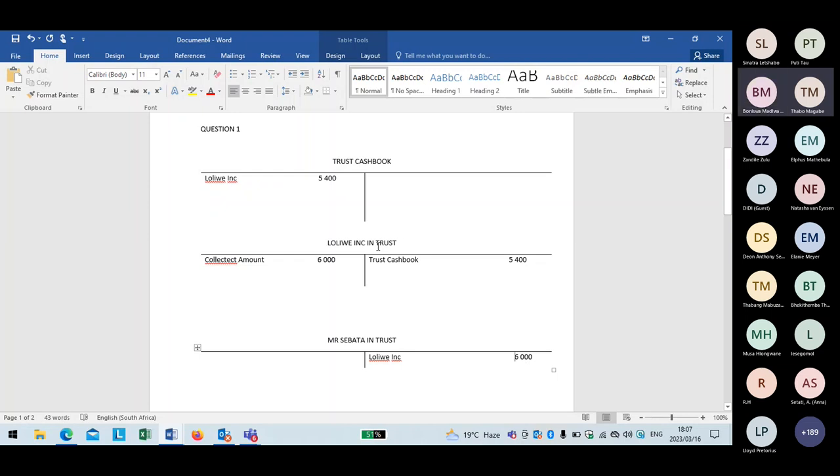We then went to step number two. Step number two deals with the collected amount. The collected amount is found on the credit side of the statement. In our case here, we identified the collected amount as 6,000. And you correctly said to me that we need to go to a book called Trust Journal. In the Trust Journal, we will debit the correspondent and credit our client. We will debit the correspondent and credit our client.